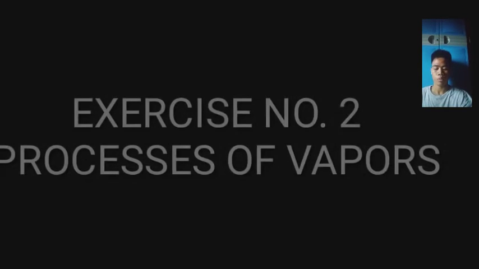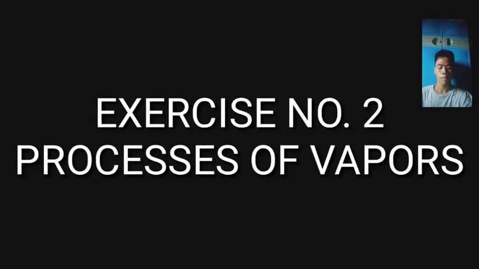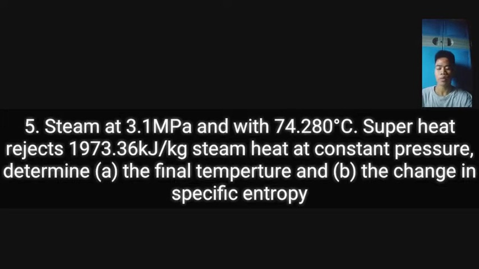Clarito, BSME 2A student. Today, I will tackle my answer in Evaluation 5 214 about process of vapor. Okay, number 5. Steam at 3.1 megapascal and with 74.280 degrees Celsius superheat rejects 1973.36 kJ per kilogram steam heat at constant pressure. Determine A, the final temperature, and B, the change in specific entropy.